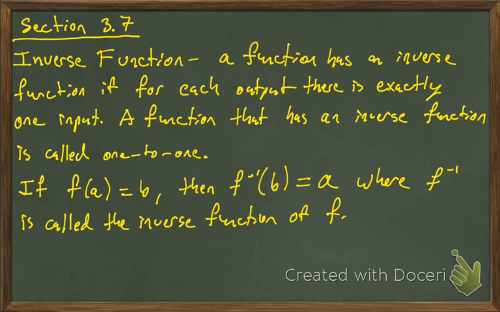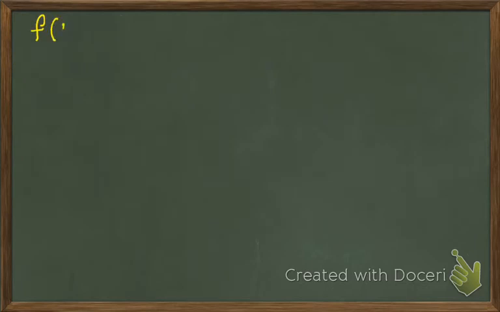So we're going to look at it in terms of just some generic functions. If you see f of a is equal to b, then f minus 1, that's f inverse, of b is equal to a. F inverse is called the inverse function of f here. Okay, and so let's go ahead and get started. So let's say that f of 10 is 7, so that means the function takes 10 to 7. The inverse is going to take the 7 and bring it right back to 10.